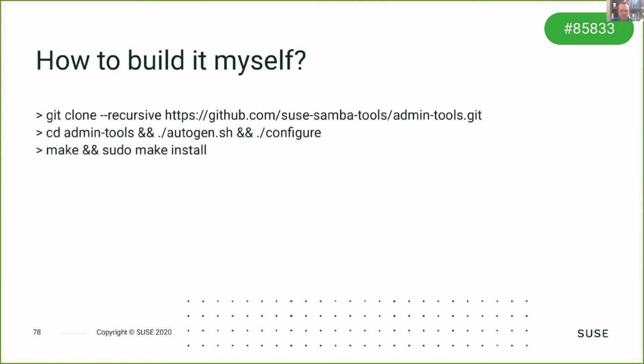To build the admin tools, simply clone the repository using the recursive parameter to clone all submodules. Then run the autogen and configure scripts, and finally build and install the package using make. And if you encounter packaging errors, please file a bug on Samba Bugzilla and send me a message also. There's also a number of build dependencies you'll need that are listed in the README of the package.